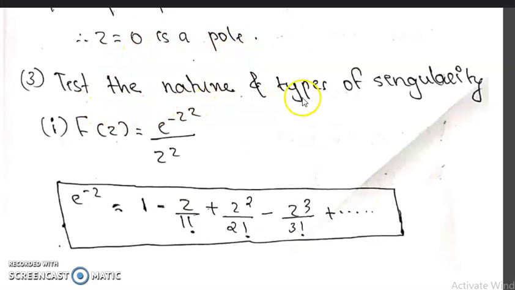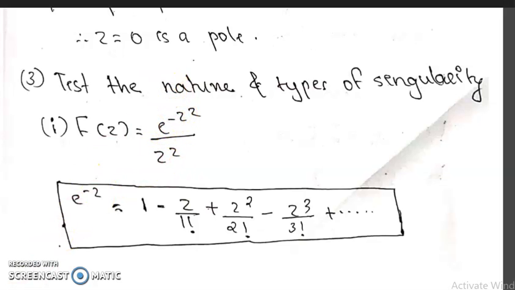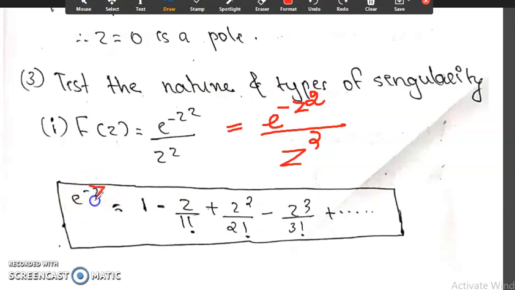Next question: test the nature or type of singularity of f of z equal to e power minus z square by z square. The question is e raised to minus z square by z square. We know e power minus z is 1 minus z by 1 factorial plus z square by 2 factorial minus z cube by 3 factorial plus etc. So using this we are going to continue.